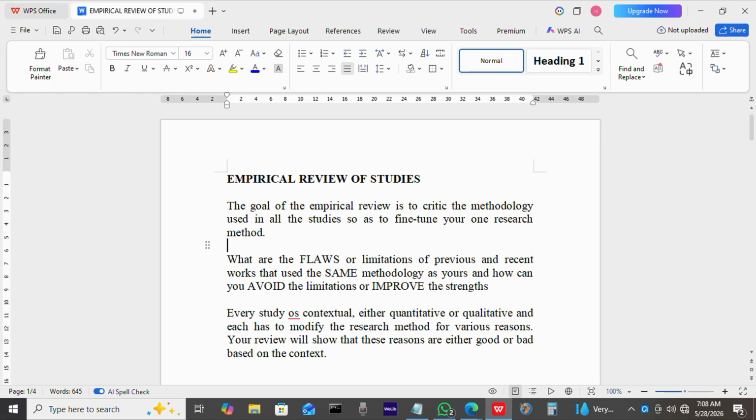All sections are important. Conceptual review, literature review, but this empirical review, what are you building on? What are you avoiding in the flaws of other people? So now people just dump different reviews, different methodologies in their empirical review.